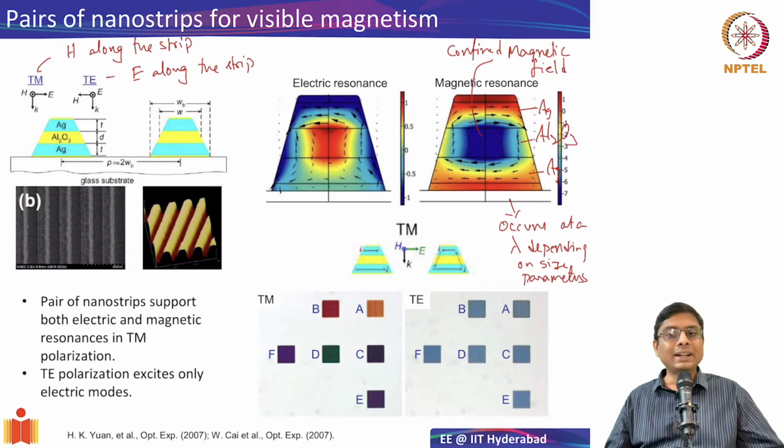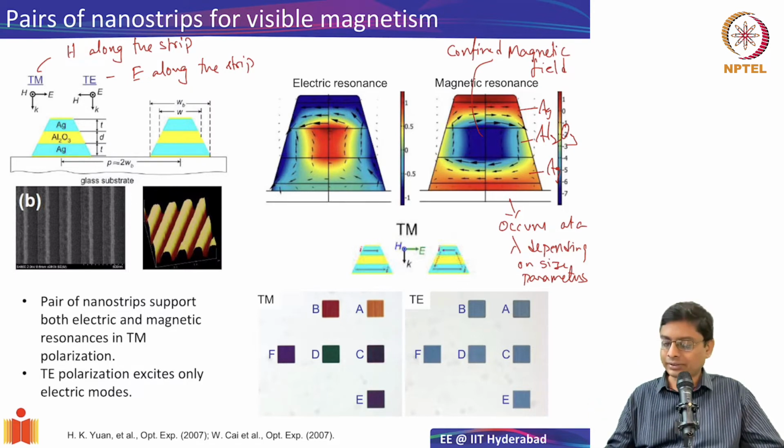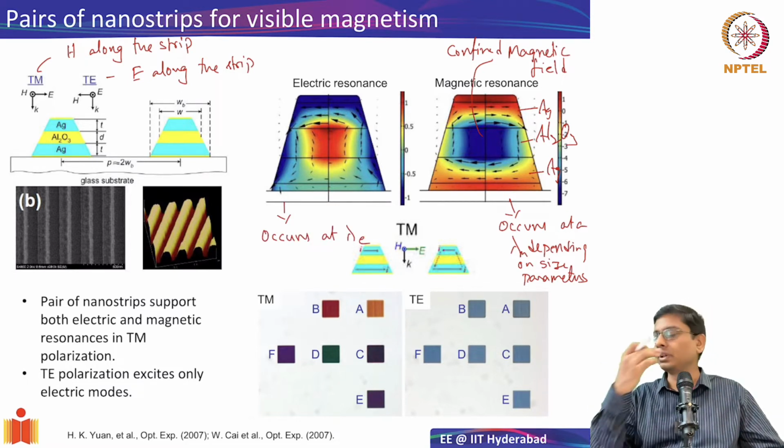Okay. In addition to this magnetic resonance, at a different wavelength, you can also have electric resonance. Occurs, let's say, at lambda E. This I'll call lambda M, magnetic response. So the lambda E, lambda M are never going to be equal because of the way the geometry is.